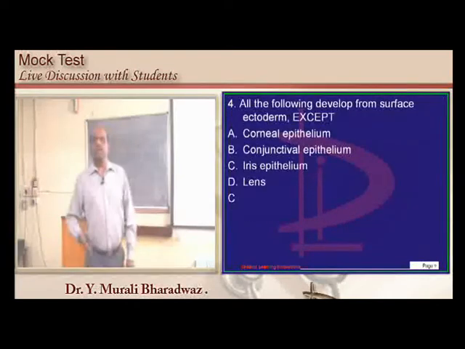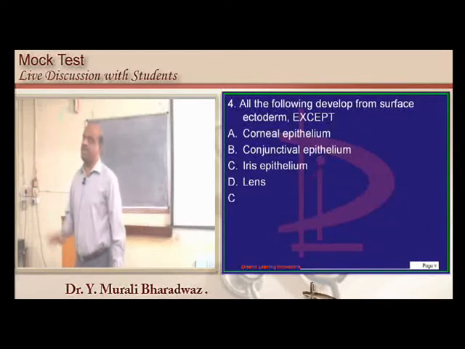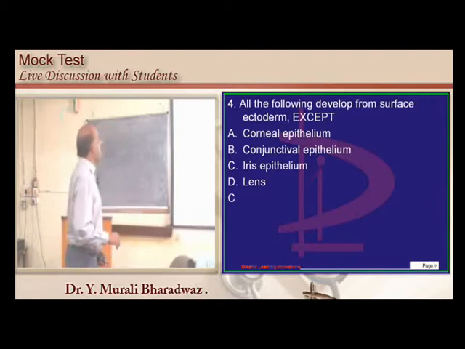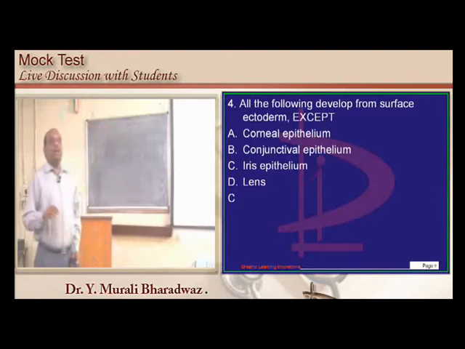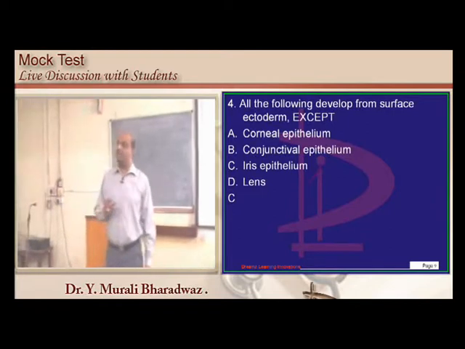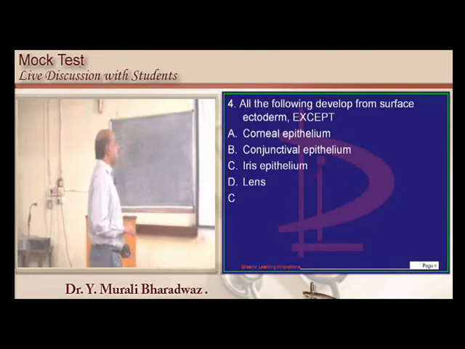Ectoderm, endoderm, mesoderm and their derivatives, and especially the various ophthalmological structures and their embryological origin, is a favorite issue for the examiner. We need to remember that the epithelium of the iris is a mesodermal derivative, not a surface ectodermal derivative, is the point of interest over here.